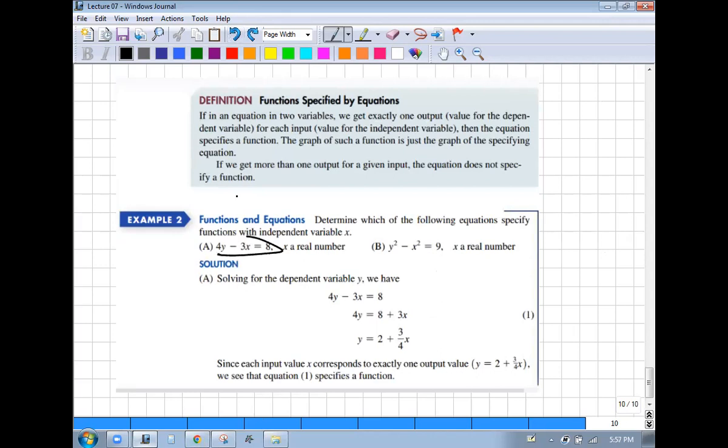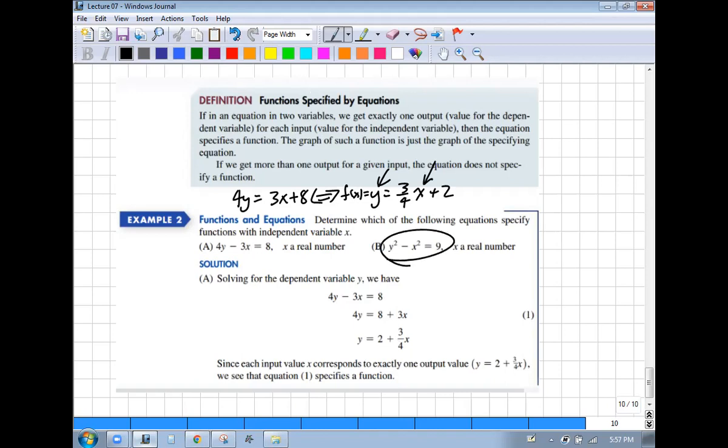So like this one, I could rearrange it. I'm going to move the 3x over here, and then I'm going to divide everything by 4. And I will call my y f of x. So this one is a function because for any one x, I'm only getting one y. So I could say, yeah, that's a function.